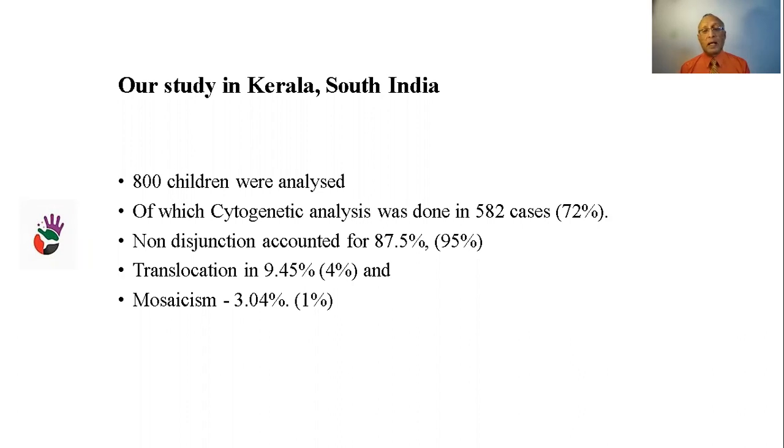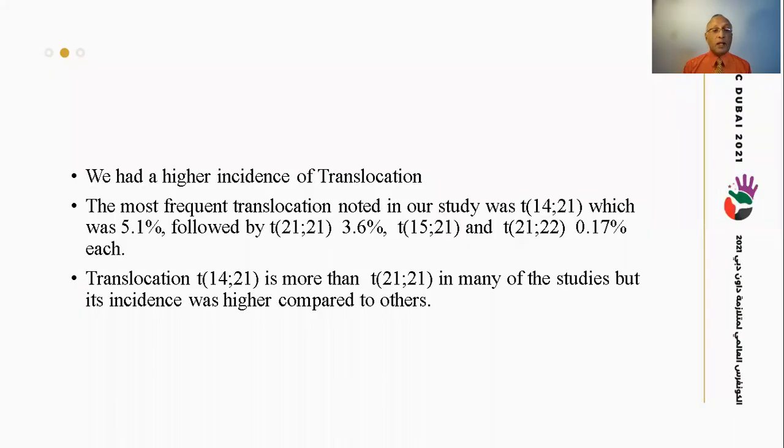Translocation 9.4% as against 4%, which is almost 2 to 2.5 times what is seen. And mosaicism 3.04% as against 1% in world literature. We had a higher incidence of translocation. The most frequent translocation noted in our study was T1421, which was 5.1%, followed by T2121, 3.6%, and T1521 and 2122, 0.17% each. Translocation T1421 is more than T2121 in many of the studies, but its incidence was higher in our study when compared to others. In general, our translocation was high, and maybe that's the reason why the incidence of T1421 was more than what is seen in other studies.